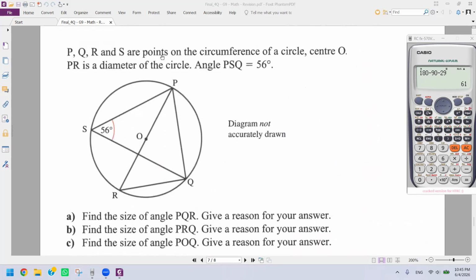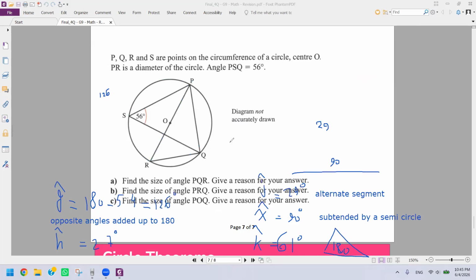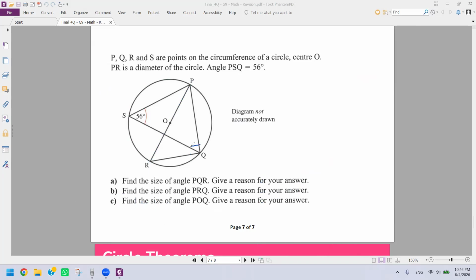Last one, it says those points are on the circumference. O is the center of the circle. PR is the diameter. This angle is given 56. It says, find the size of the angle PQR. This angle here. Look, PQR, where's the arc of it? It's subtended by semicircle. So PQR is 90 degrees.